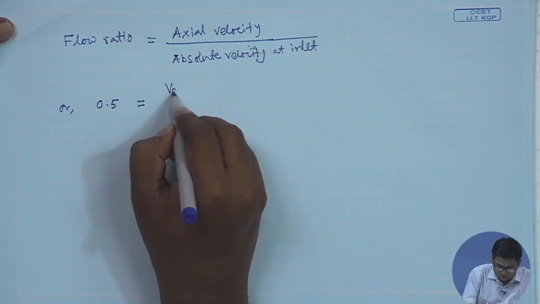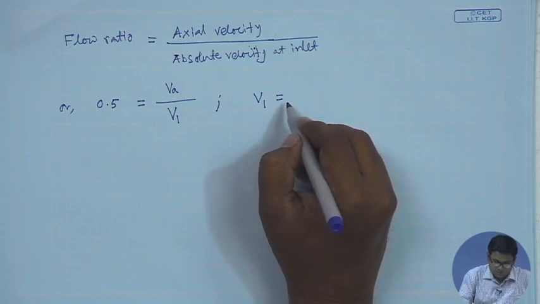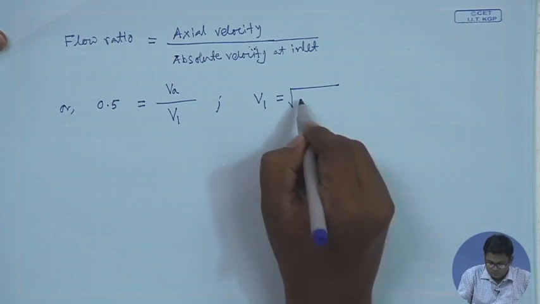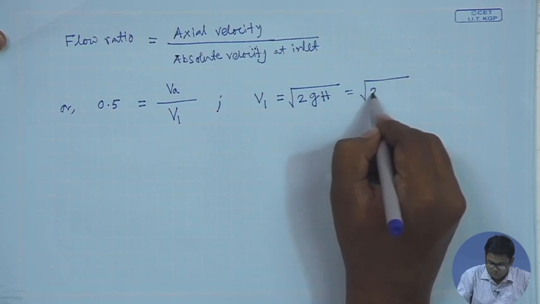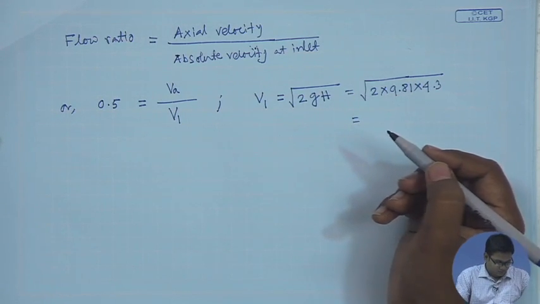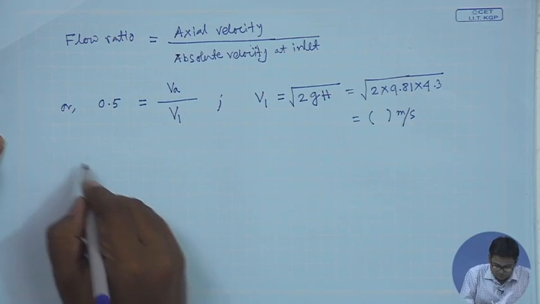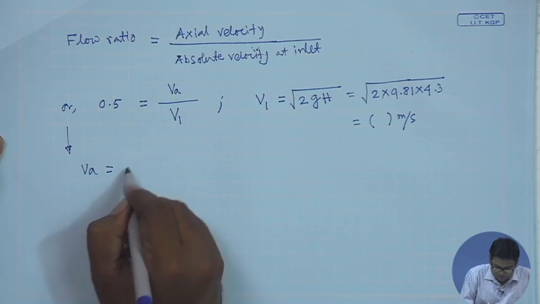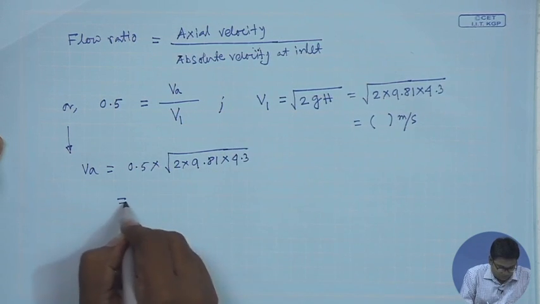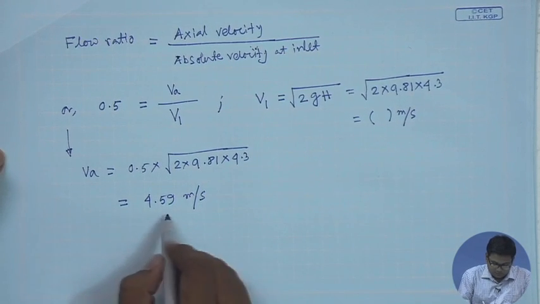Axial velocity, let us term this as V A, and absolute velocity at inlet as V1. Now V1 can be obtained from the head given, so H is 4.3 meter. So V1 can be obtained as root of 2gH equals root of 2 into 9.81 into 4.3. So V1 you can obtain from this relation in meters per second. Now substituting this V1, we can obtain VA from this relation as 0.5 times root of 2 into 9.81 into 4.3. This is 4.59 meter per second. So, axial velocity is 4.59 meter per second.